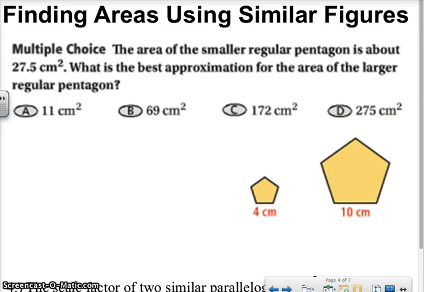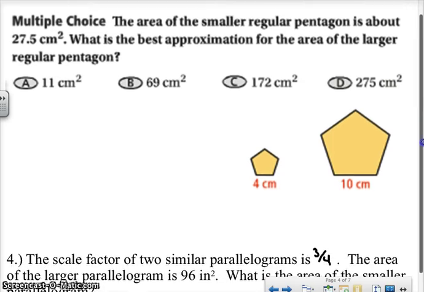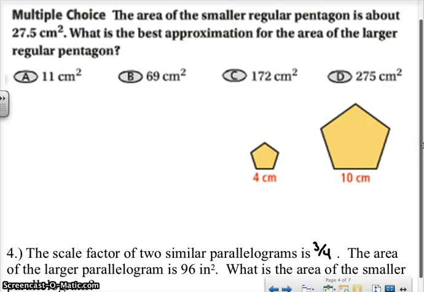All right, here's what we might use it for. It's definitely a test type question. It says the area of the smaller regular pentagon is about 27.5. Area of the smaller is 27.5. What is the best approximation for the area of the larger regular pentagon? So we want the big area. That's what we want.